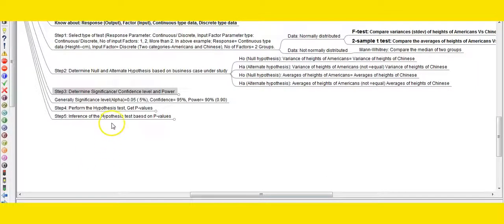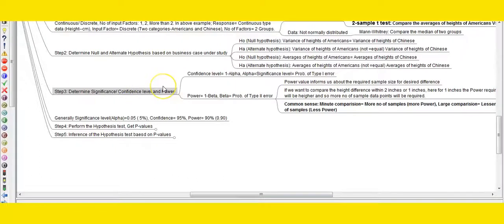The next step is determining the significance, confidence level and power. We just discussed above that confidence level is 1 minus alpha. Alpha is the probability of type 1 error, and alpha is called the significance level. So this is the first thing we decide, what the confidence level and the significance level are for my test. Next comes the power. Power is 1 minus beta, where beta is the probability of type 2 error.